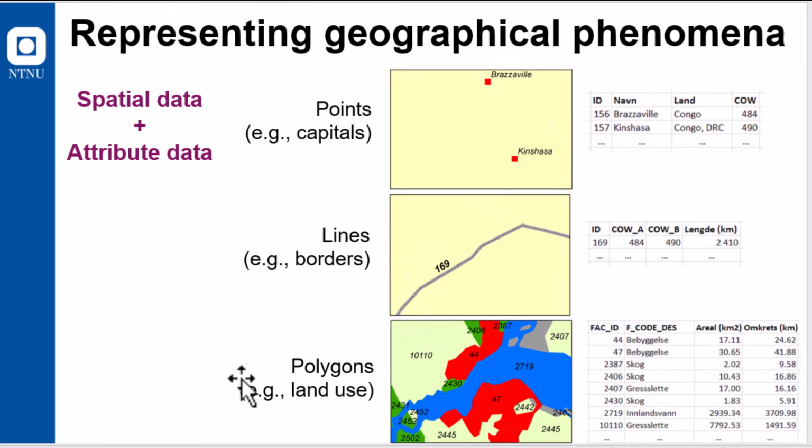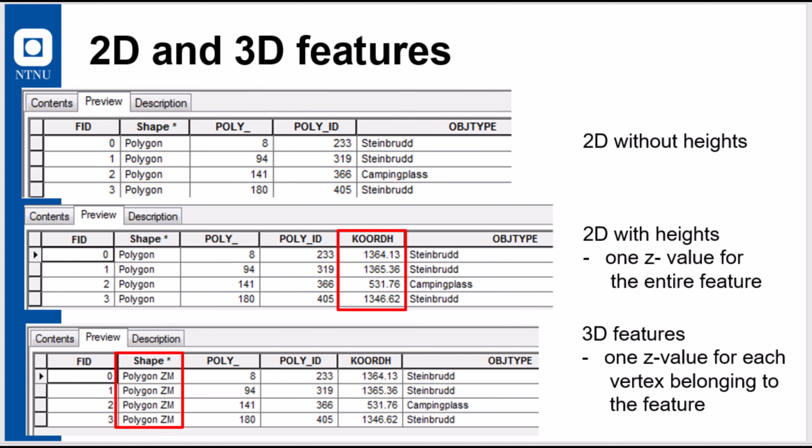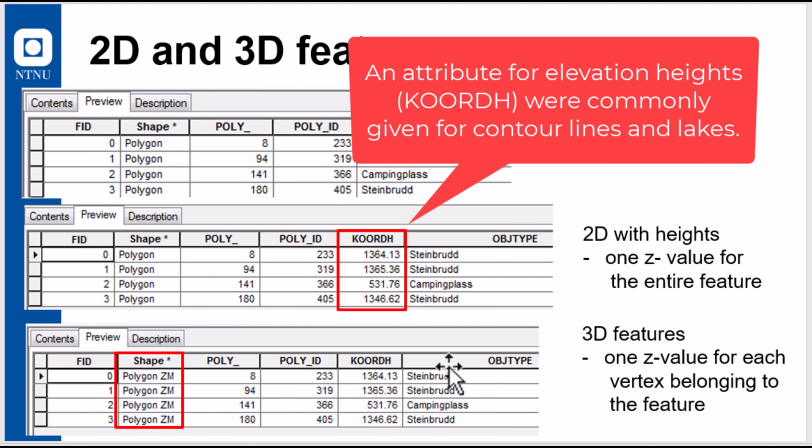Now, one modification I've done to Bjørke's original illustration is the addition of the third dimension, the Z coordinate. For a long time, all GIS were flat, two-dimensional, and the attribute table showed then no information about any heights. The first attempt of introducing the third dimension was by adding this information as an attribute, like here, an attribute of coordinate heights, the Z value. This was typically done for contour lines and lakes.